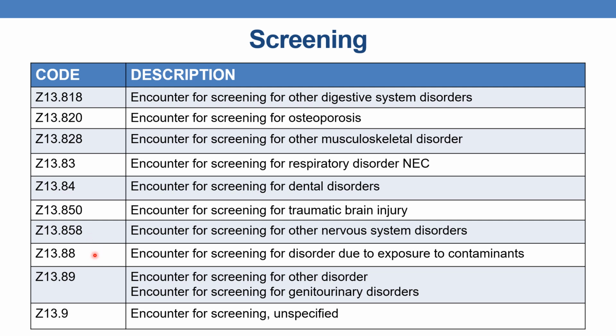The next is Z13.88. It deals with encounter for screening for disorder due to exposure to contaminants. The next is Z13.89. It deals with encounter for screening for other disorder or encounter for screening for genitourinary disorders. And finally Z13.9. It deals with encounter for screening unspecified.